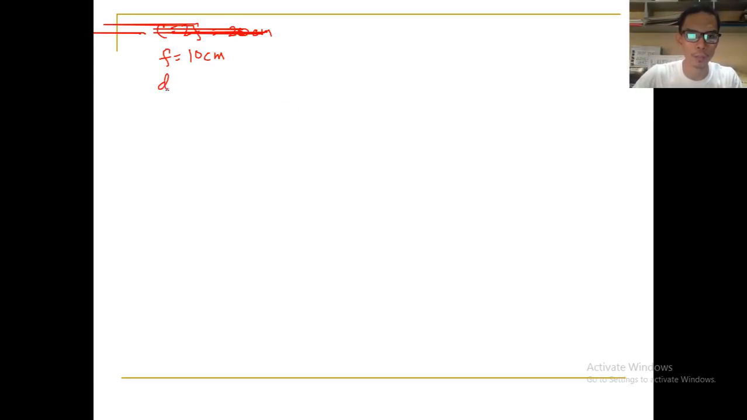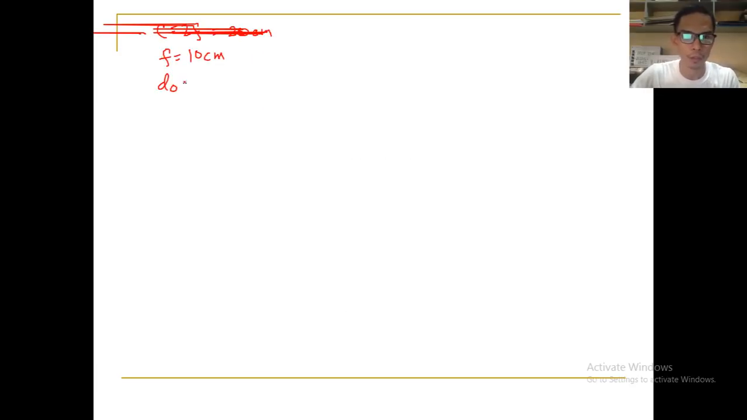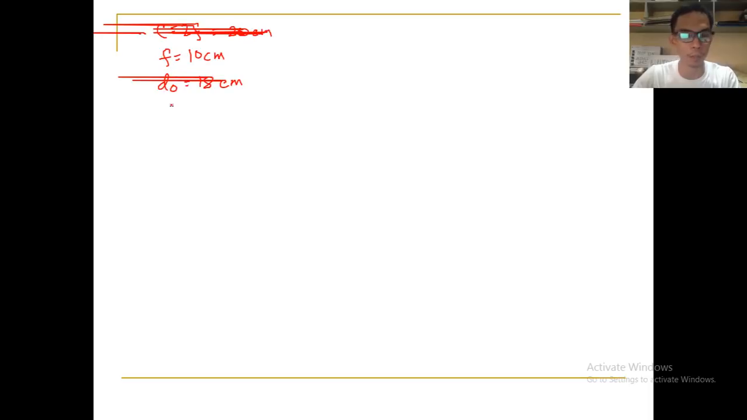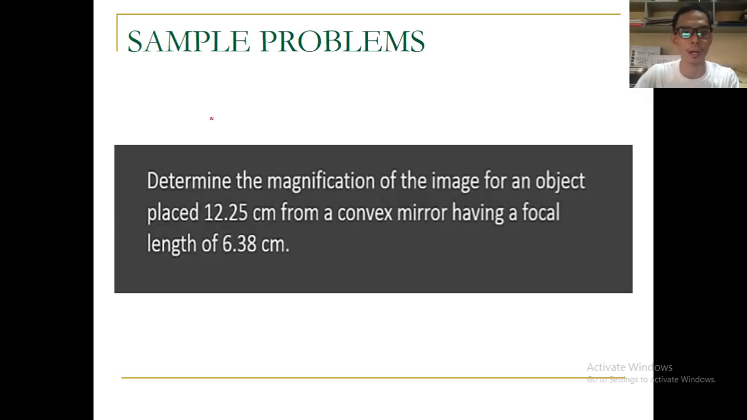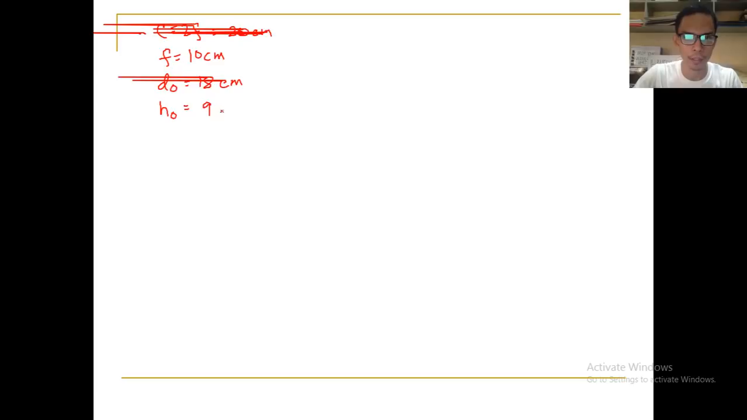What is the distance of the object? The distance of the object is 18 cm. Okay, next one is the height of the object. The height of the object is 9.0 cm. So we are asked to find the height of the image and the distance of the image.